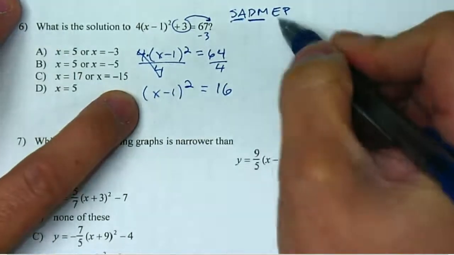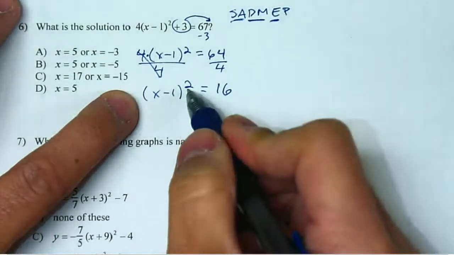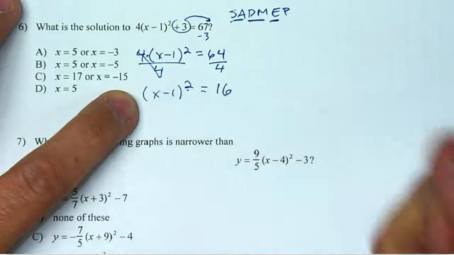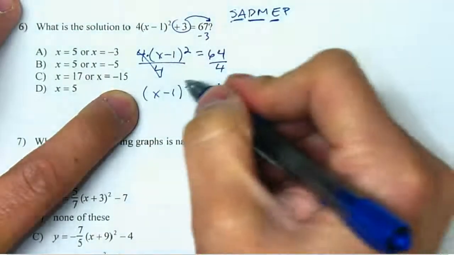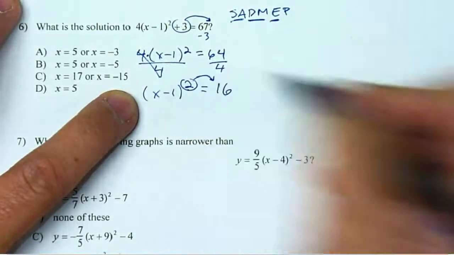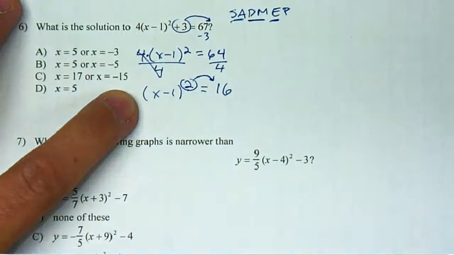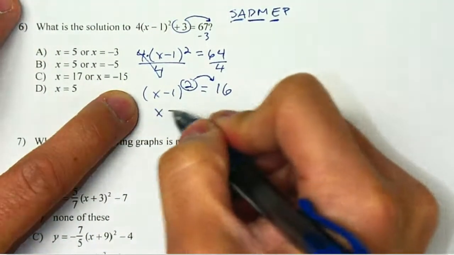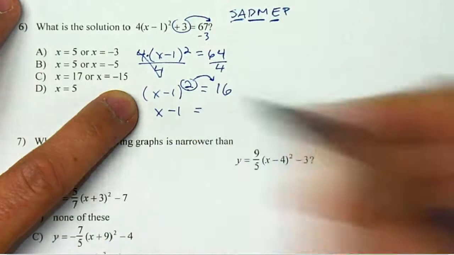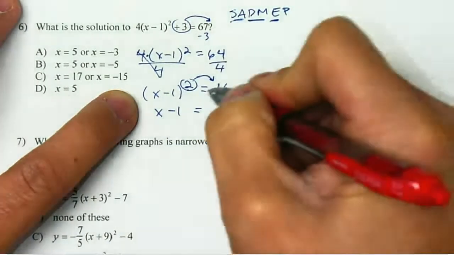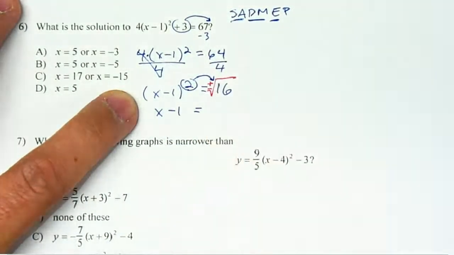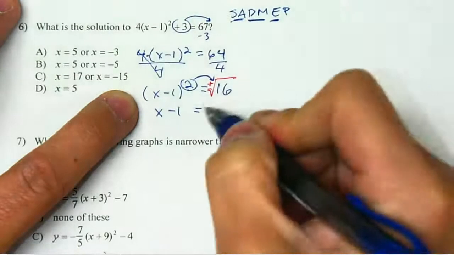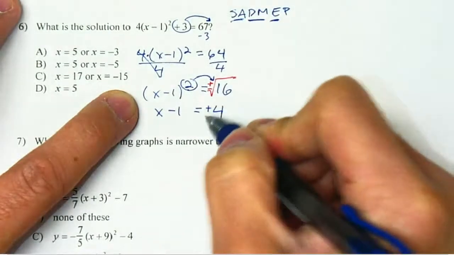So there we go. Now finally I can take care of this exponent. We don't want to distribute. In fact, it doesn't distribute. What we want to do is move it, and we have to remember that moving an exponent of 2 turns into a square root plus or minus. So I get x minus 1 is equal to the square root plus or minus 16, which we know the square root of 16 is 4, plus or minus.